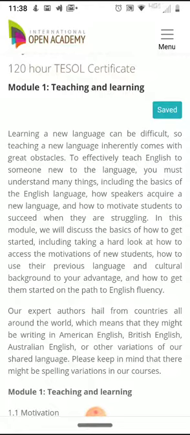Learning a new language can be difficult, so teaching a new language inherently comes with great obstacles. To effectively teach English to someone new to the language, you must understand many things, including the basics of the English language, how speakers acquire a new language, and how to motivate students to succeed when they are struggling. In this module, we will discuss the basics of how to get started, including taking a hard look at how to access the motivations of new students, how to use their previous language and cultural background to your advantage, and how to get them started on the path to English fluency.